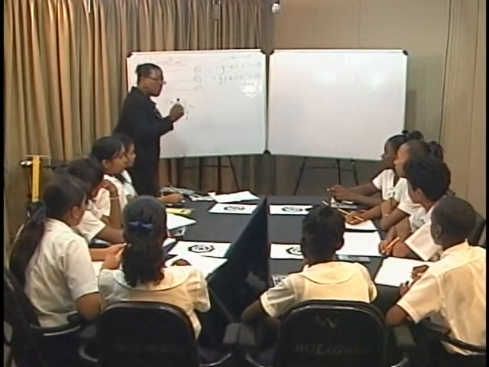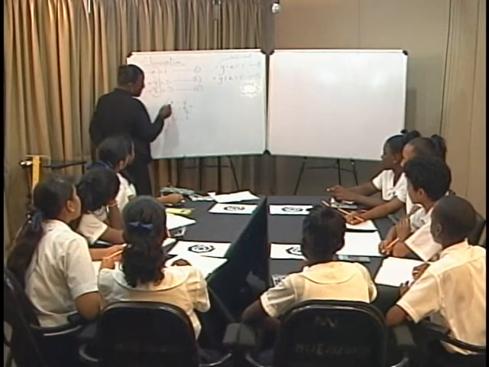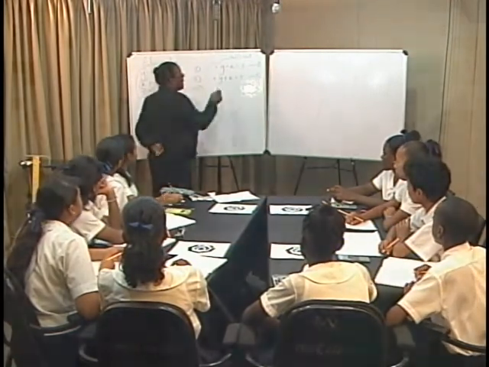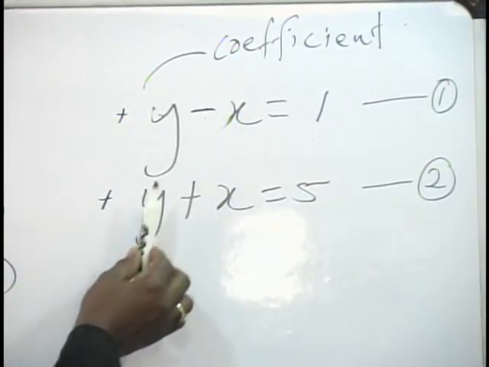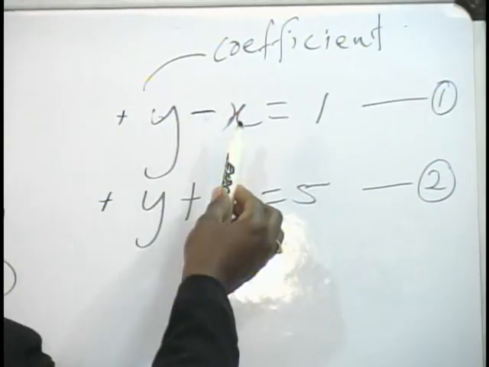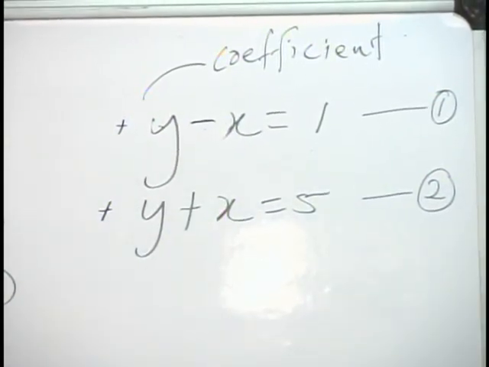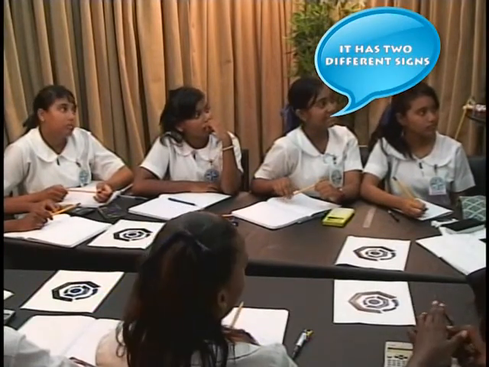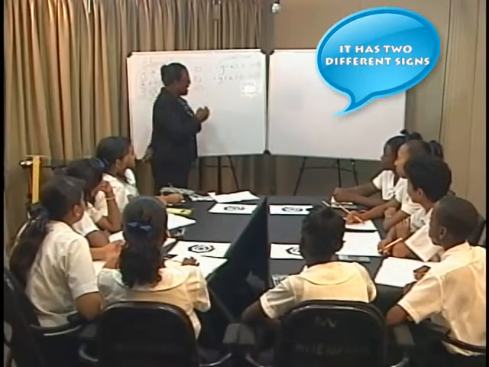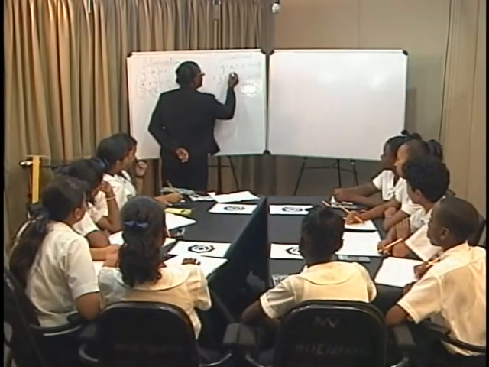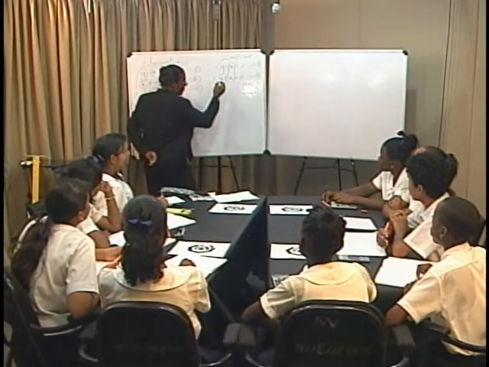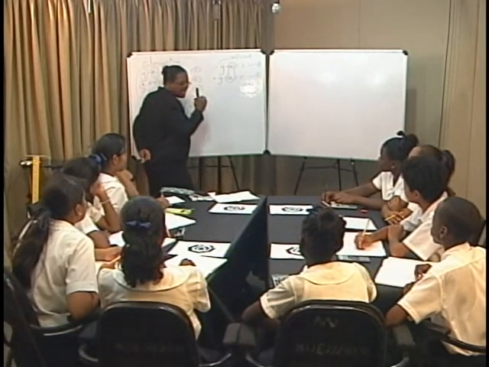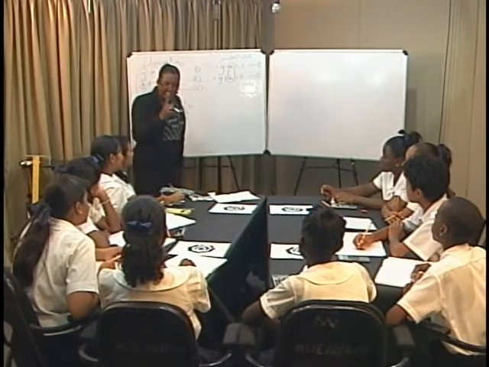Now remember, when we're done, we must only have one variable. Either we have the y's alone or the x's alone. Okay? So when we're getting rid of a pair, when you finish, you wouldn't see any y. So which pair should we get rid of? The x's, because they have two different signs. Excellent. First of all, the coefficients are the same, and then they have two different signs.